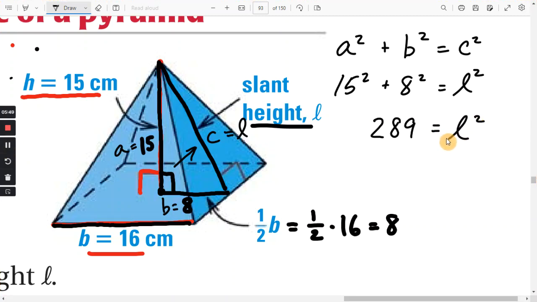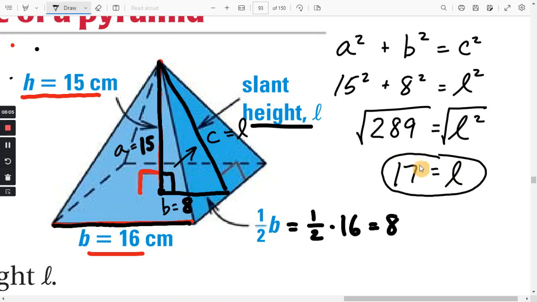And the opposite of squaring something is to take the square root of both sides. The square root of L squared is just L. And the square root of 289 is just 17. Now, that's not what they asked us. They asked us for the area of each triangle. So I'm going to erase what I did so far.